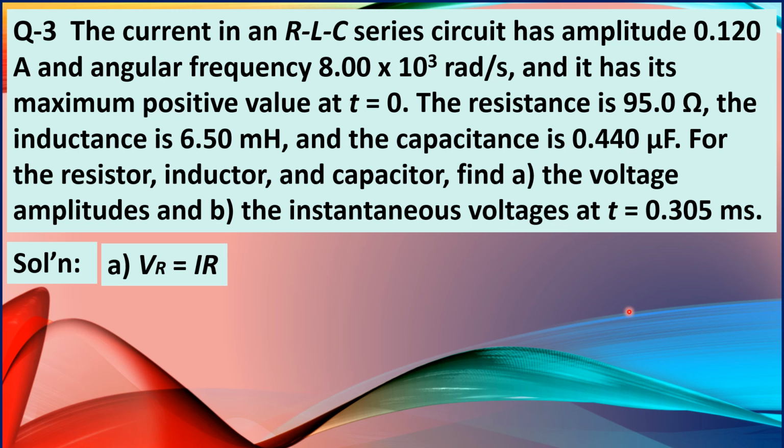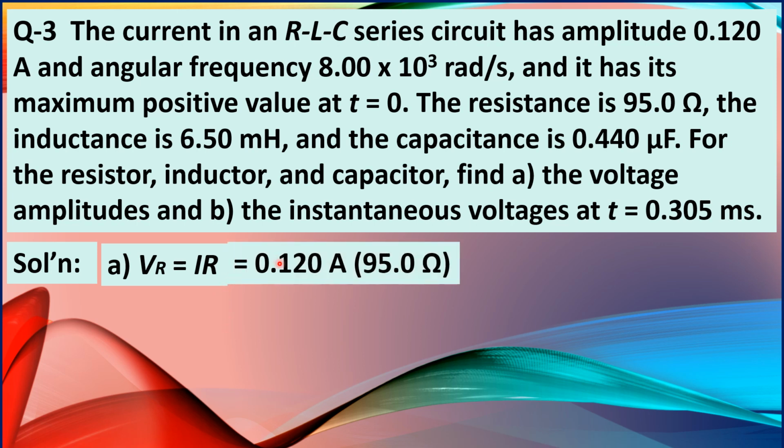So our solution, for letter A, we first find the voltage amplitude across the resistor, labeled as capital V sub R, which is simply equal to the product of the current amplitude and the given resistance, big R. That is 0.120 amperes times 95.0 ohms. So we get that value for capital V sub R equal to 11.4 volts.